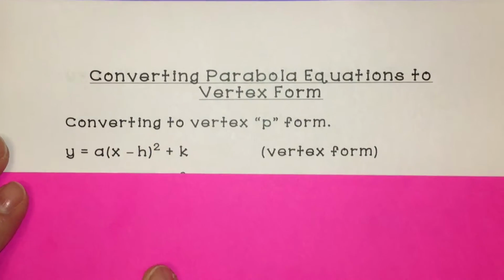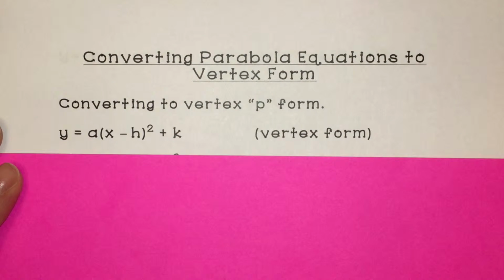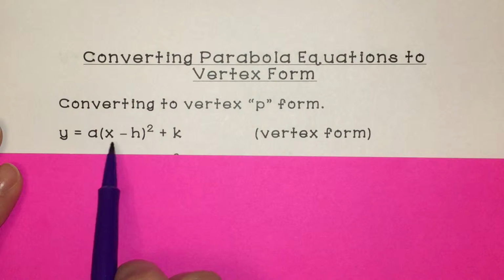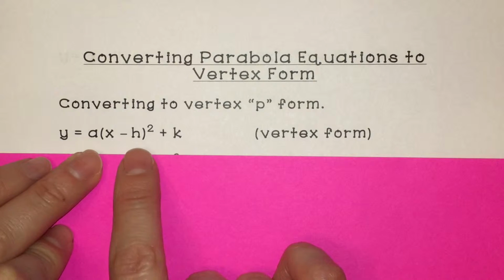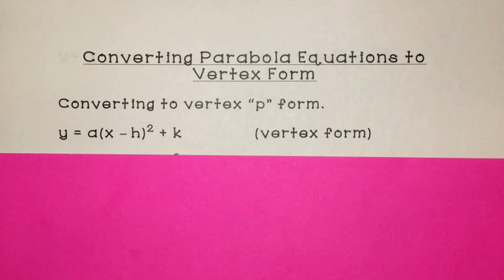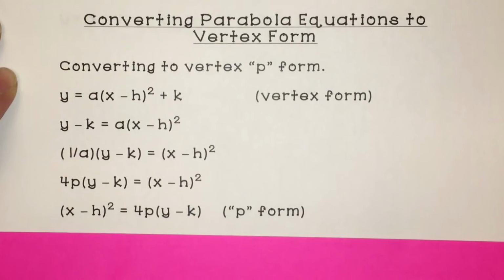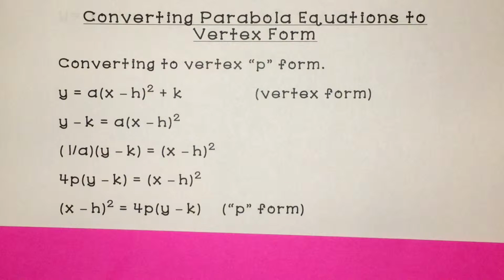So vertex form is in the form y equals a times x minus h squared plus k, where x and y are your variables, and a, h, and k are all replaced with numbers. To change it into p form, it seems like there's a lot of steps, but actually when we get to solving the problem, it's not quite as confusing.